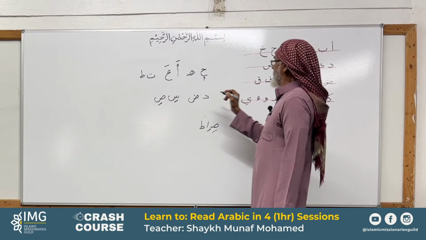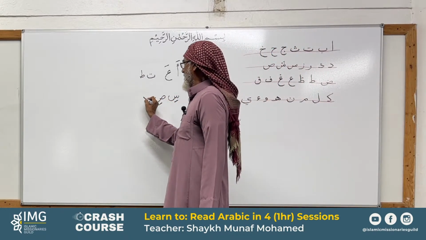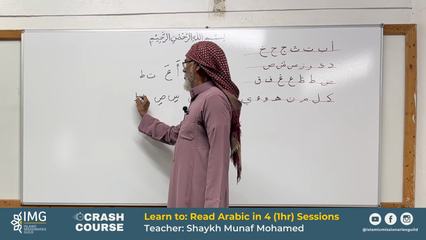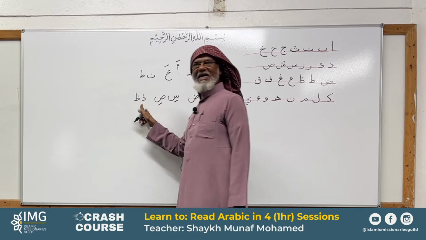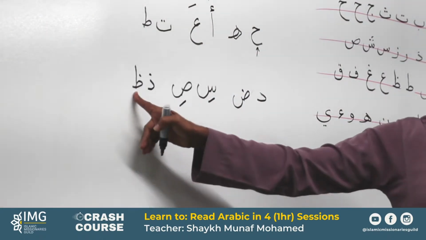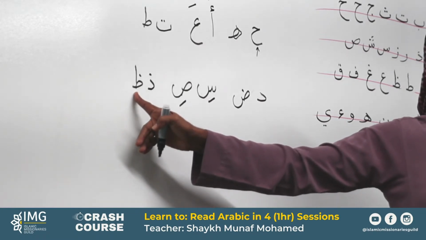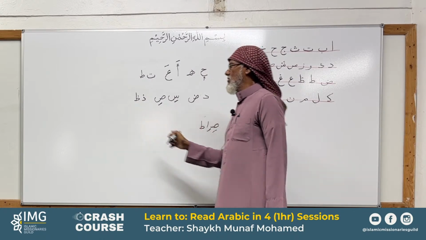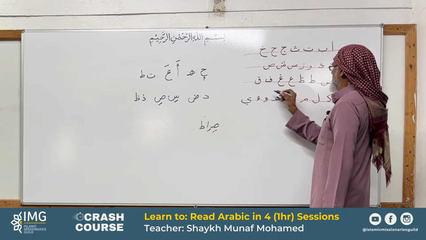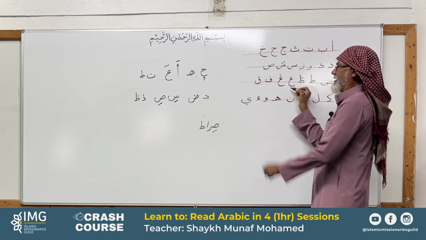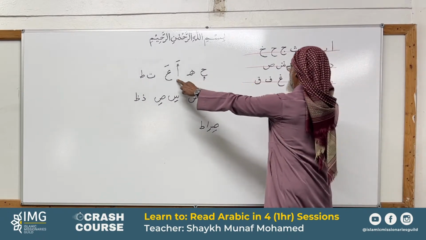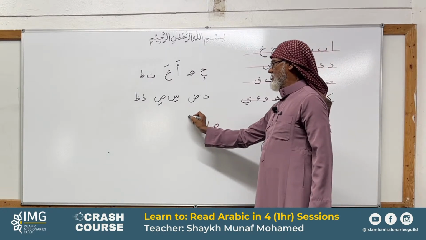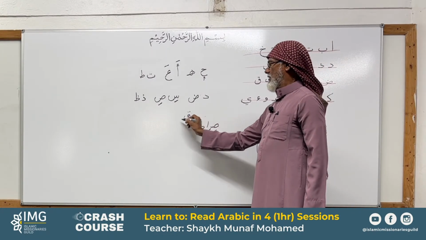So you have val and va. Val, and this one is a full mouth. Va. Right? Val, va. People also confuse, well, we said ain and the alif or the hamza, and qaf and kaf.